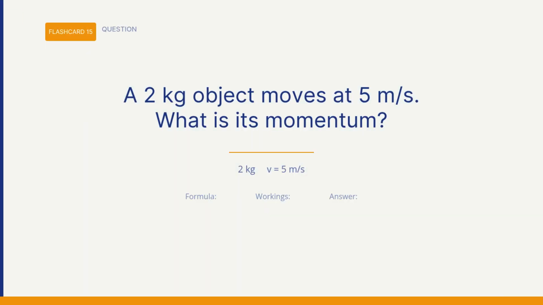Flashcard 15. A 2-kilogram object moves at 5 meters per second. Calculate the momentum of the object. Remember to select the correct formula, substitute the values, and include the correct unit.